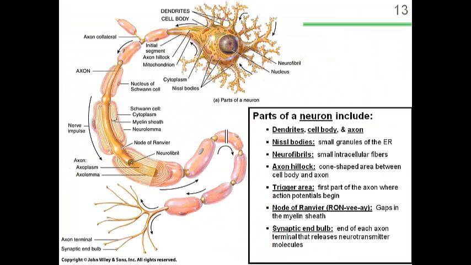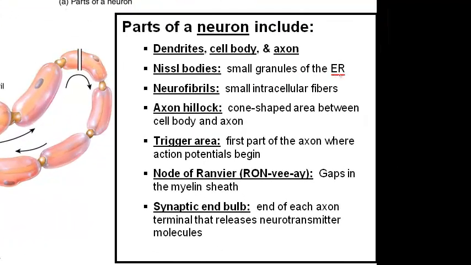This drawing includes some of these other parts. Let's see what else there is. So dendrites, cell body, axon. We can find all those on this drawing: dendrites, cell body, and then the long axon. Nissl bodies are small little pieces of the ER, which we're not going to talk too much about. Neurofibrils are little intracellular fibers we're not going to really talk about.